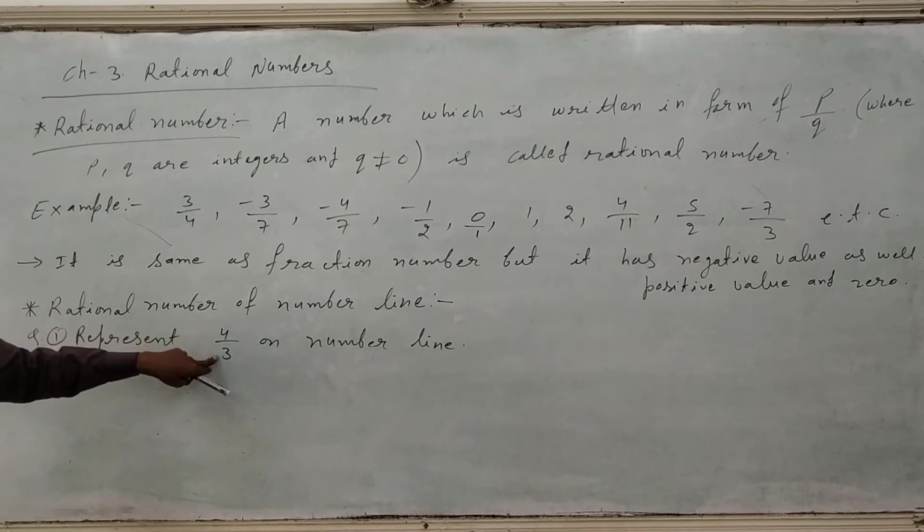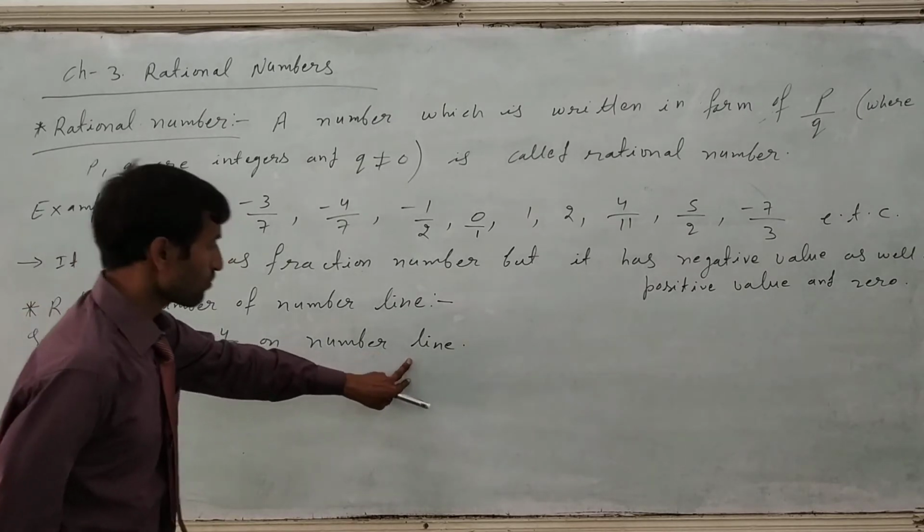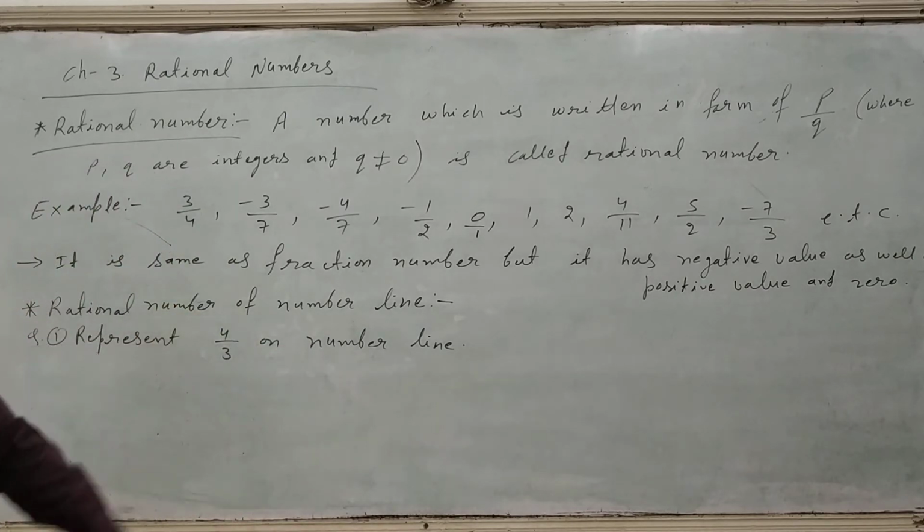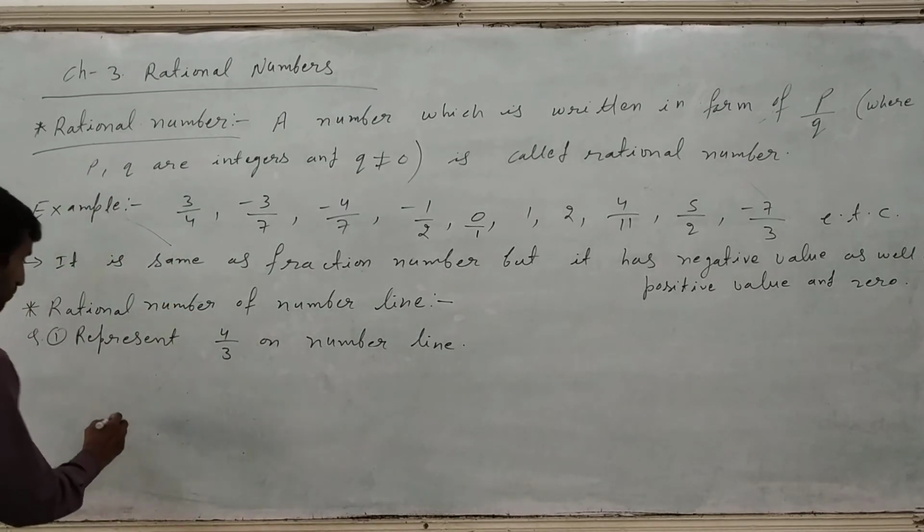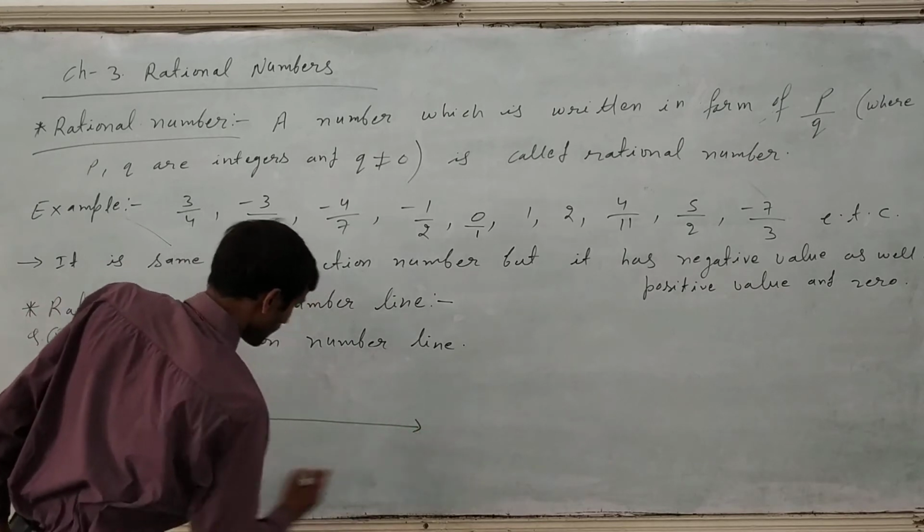This is a p and this is a q, meaning numerator and denominator, of a rational number p upon q. We have to represent this rational number on the number line. So how will we represent it? Just make a number line like this.